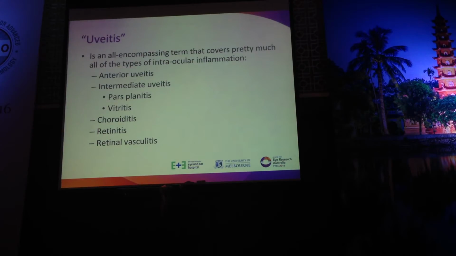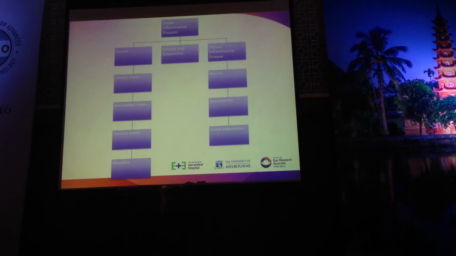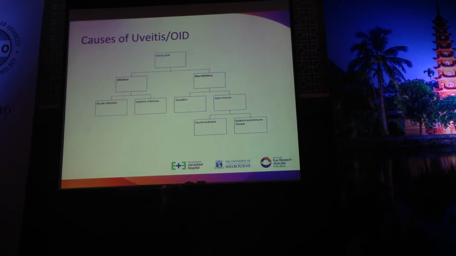Inflammation inside the eyeball. And it encompasses all of these, which are anatomical definitions of where the site of inflammation actually is. But I also know that you've heard of scleritis, episcleritis, orbital inflammation. These are all also inflammatory ocular diseases, but they are not inside the eyeball. So uveitis is intraocular inflammation. Scleritis and episcleritis are inflammation of the eyeball wall. Orbital inflammation, which includes myositis, dacryoadenitis, and orbital inflammation, is outside the eyeball, but inside the orbital cavity. And the reason why I rabbit on about this is because the causes of the inflammation depend a lot on where the actual inflammation is.